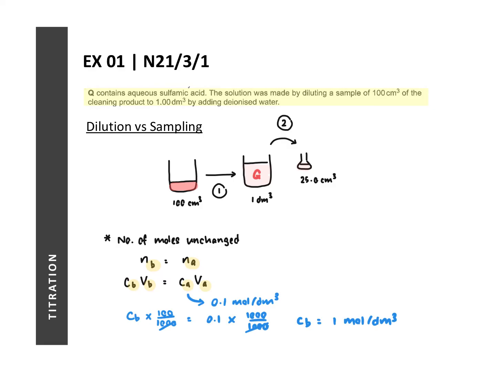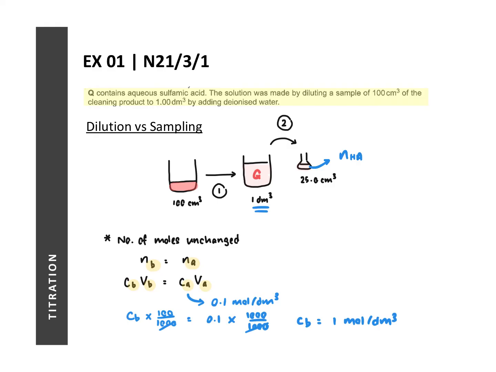Now the second very important part that we need to take note of is that we have actually pipetted 25 centimeter cube of solution Q for the titration. What it means is, from your chemical calculations, whatever number of moles of acid that we have obtained using the first and second C is only for the number of moles of acid in 25 centimeter cube of Q. And for the next part of the question, usually they will ask you to find the number of moles of acid in 1 dm cube of Q, or in the original solution of Q.